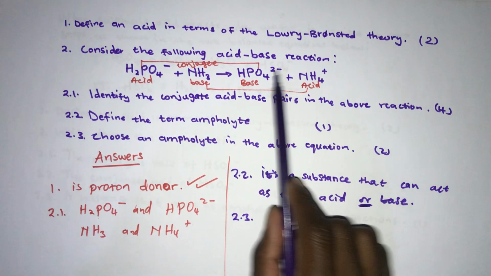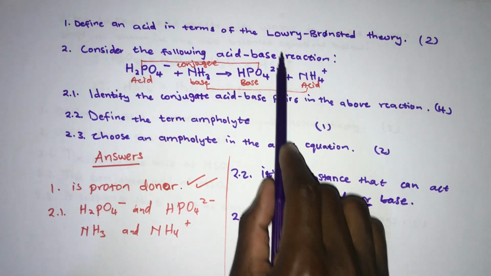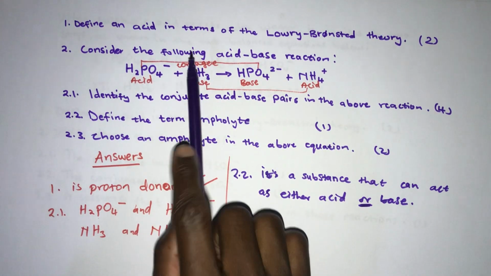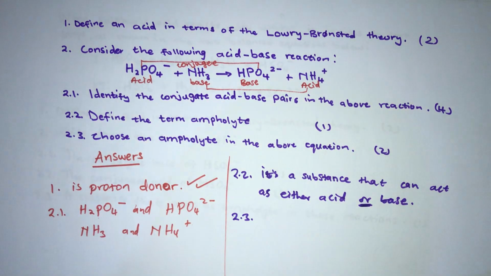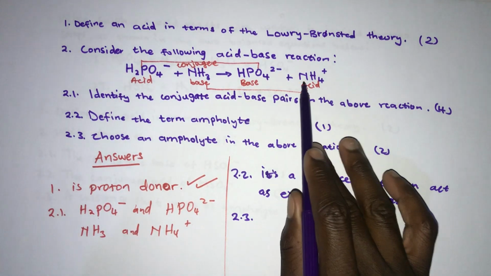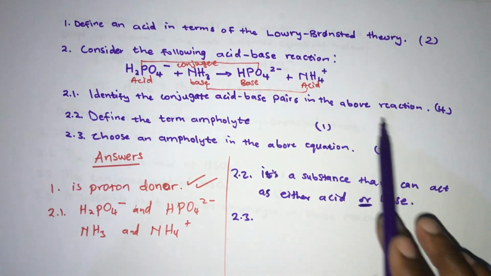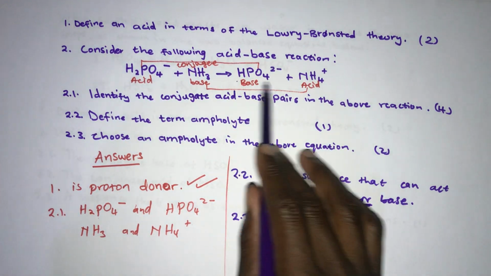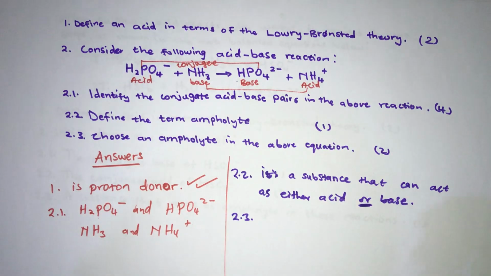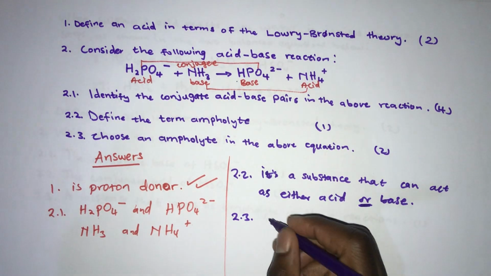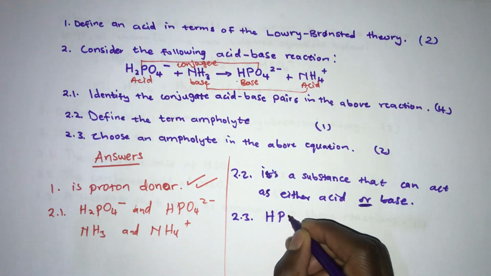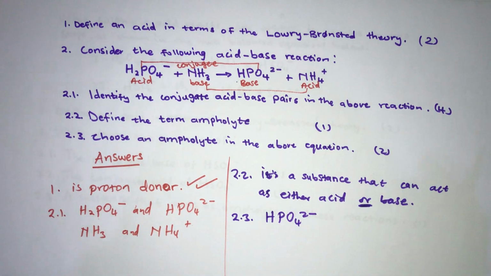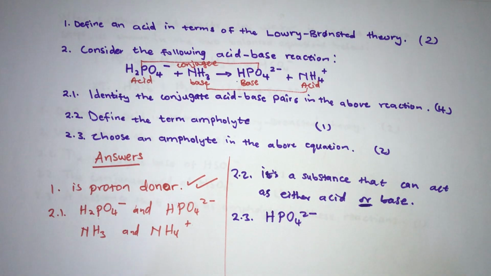Just like that. But we can also use this base as an acid. This one is a base, we can never use it as an acid, it's always a base. And ammonium ion is an acid, we can never use ammonium as a base. So it means that this one we can use as either a base or an acid. So we're going to say HPO4 2-, it is our ampholyte.